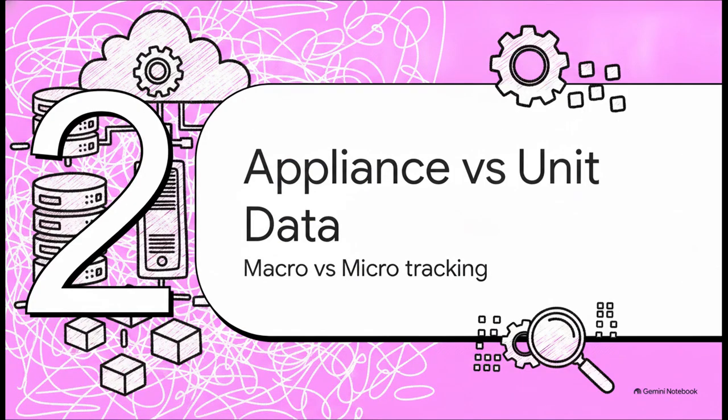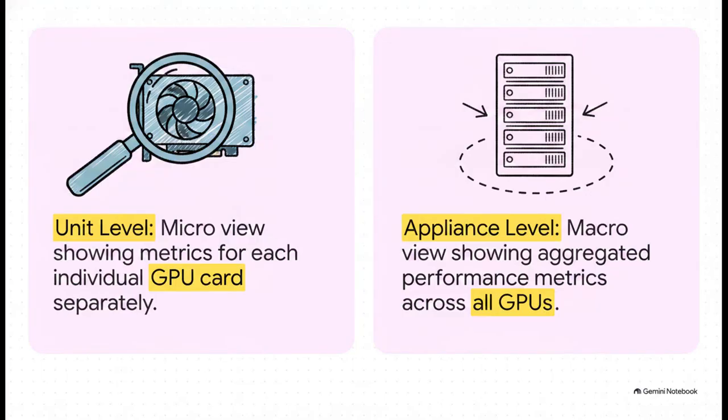Section 2, appliance versus unit data, macro versus micro tracking. So we have two differing scopes of visibility to talk about here. At the unit level, you're getting a micro view. This shows you the metrics for each individual GPU card separately, GPU 1, GPU 2, and so on. Conversely, the appliance level gives you a macro view, showing you the aggregated performance metrics across all the GPUs in that specific system. And why does this distinction matter so much? Well, sometimes you just need a quick pulse check on the overall health of the entire server, but other times you really need to isolate that one specific overheating card that's suddenly bottlenecking your workload.